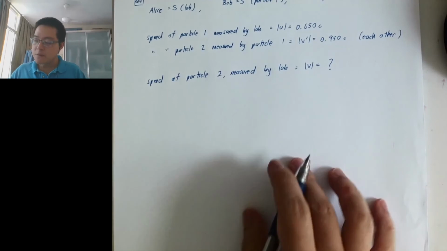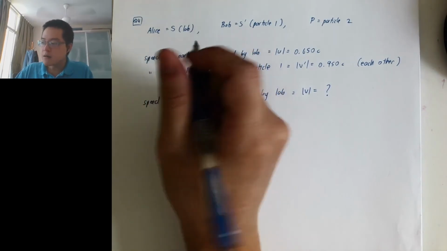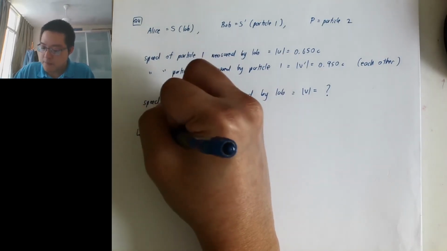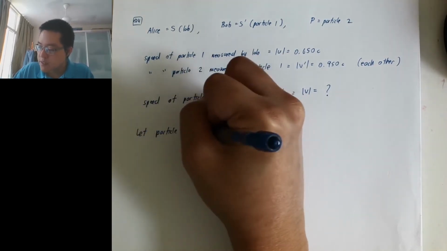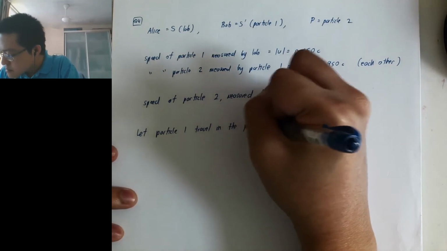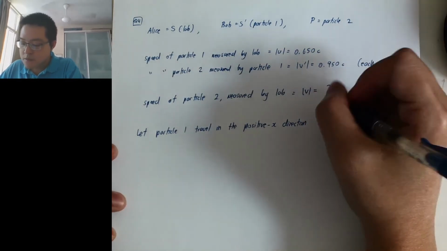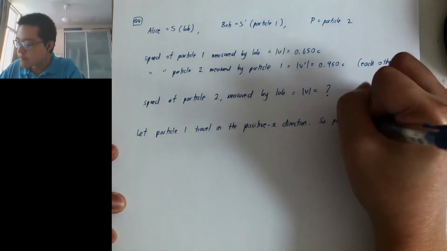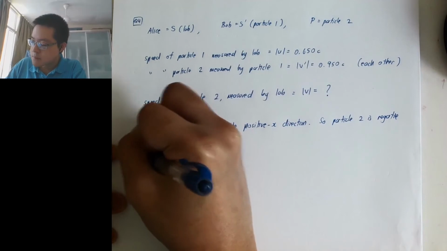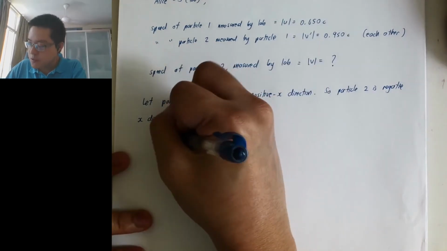Here we are only talking about speed. We only know that these two particles are traveling opposite, right? So we shall choose one of the directions to be our x direction. We shall let particle 1 travel in the positive x direction. Therefore particle 2 is in the negative. In other words, my u is a positive number.